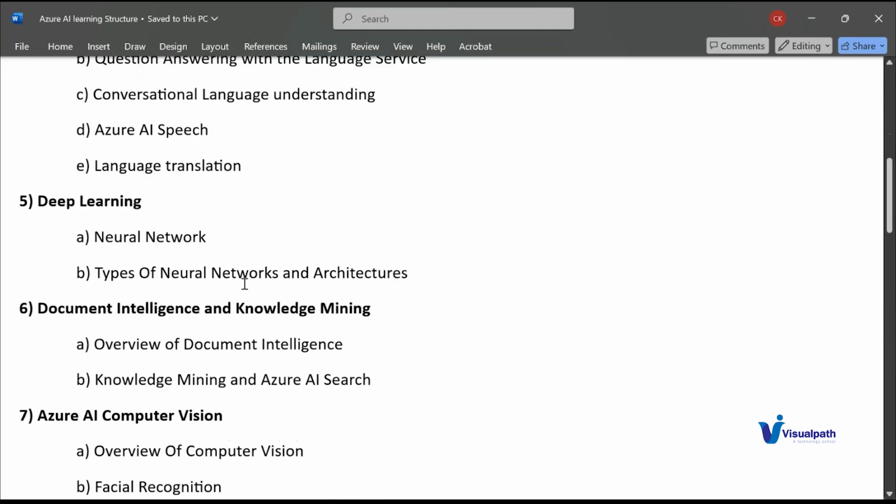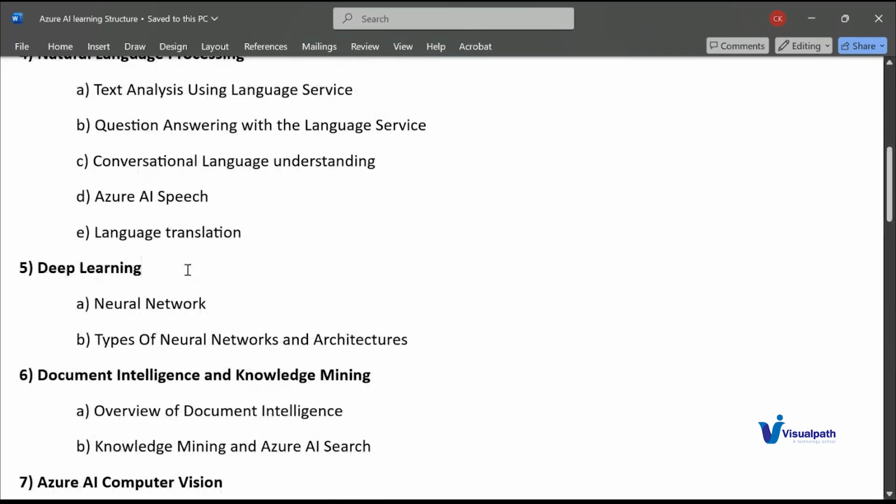After this we'll dig into deep learning. Deep learning is a subset of machine learning, which was created because of some limitations of machine learning, so deep learning evolved. In deep learning we'll learn about neural networks, the different types of neural networks available, how to build a neural network, and the architectures currently used in real time. All this will be covered under deep learning.